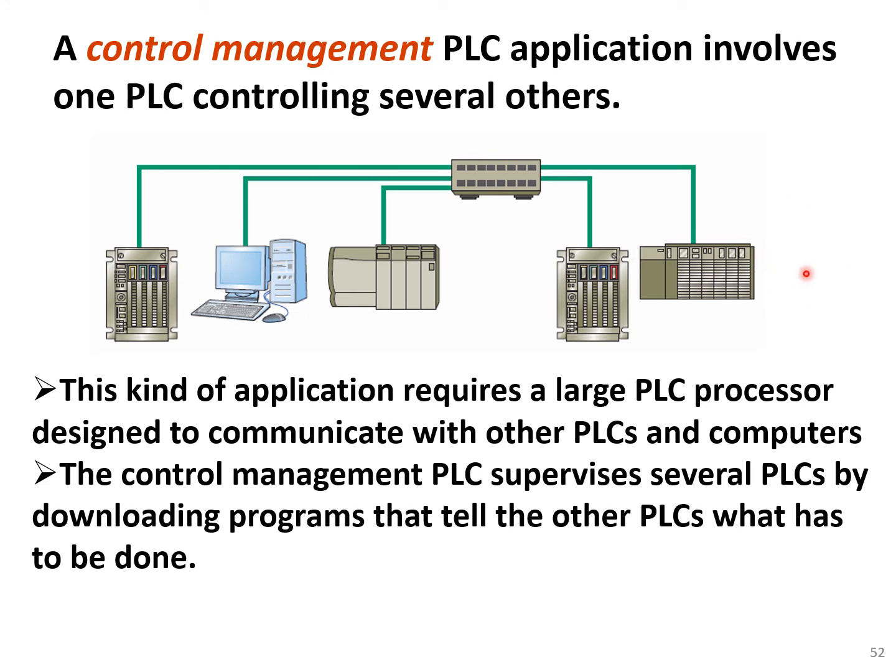A control management PLC application involves one PLC controlling several others. So we have several PLCs, and those PLCs are controlling one process each, and then we establish a communication by, let's say, a control management PLC or central processing unit. This kind of application requires a large PLC processor designed to communicate with other PLCs and computers. The control management PLC supervises several PLCs by downloading programs that tell the other PLCs what has to be done.